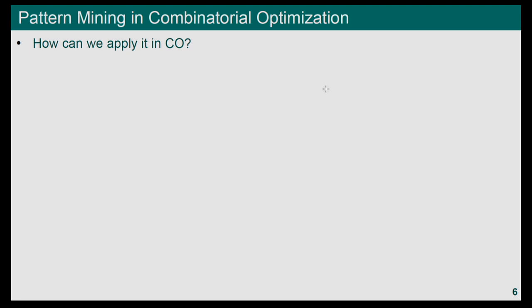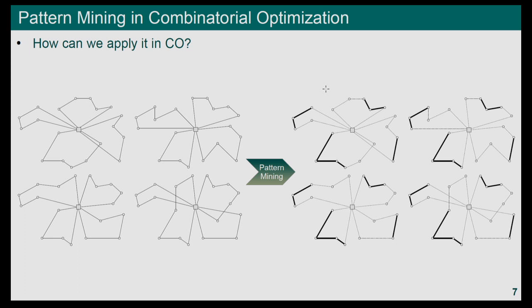But how can we apply this in combinatorial optimization? Well, the idea here is to mine frequent patterns from a set of high quality solutions to the instance at hand. So in the case of VRPs, the basic items that compose a solution are edges. So when we mine patterns from a set of VRP solutions, we obtain a set of items that frequently appear together in those solutions. And of course, we can connect some edges. What we have are frequent paths, so paths that frequently appear together in the solutions.